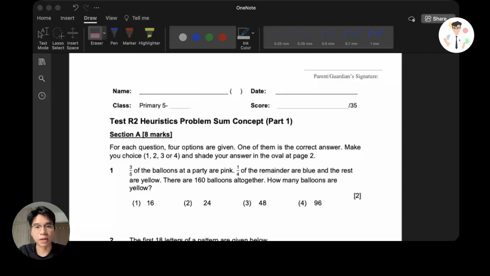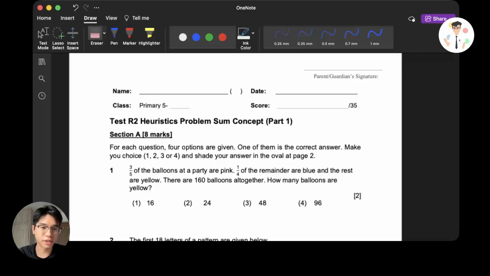Okay, now have all your pens ready, and let's focus as you watch this video. One more thing, please also have your booklet R2 with you, so that you can compare how it is different from what we have learned and this test. Okay, now let's look at this test together.